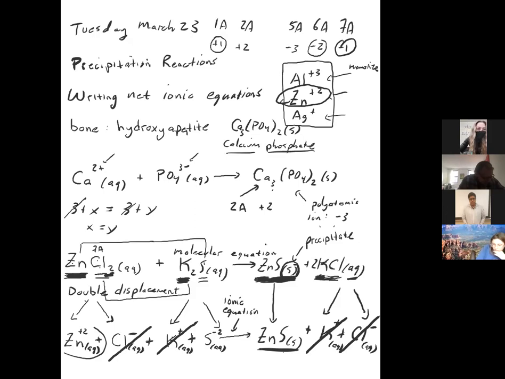You're left with zinc, sulfide, and then on the product side, zinc sulfide solid. There's your net ionic equation right there. You've got it. There's your answer.